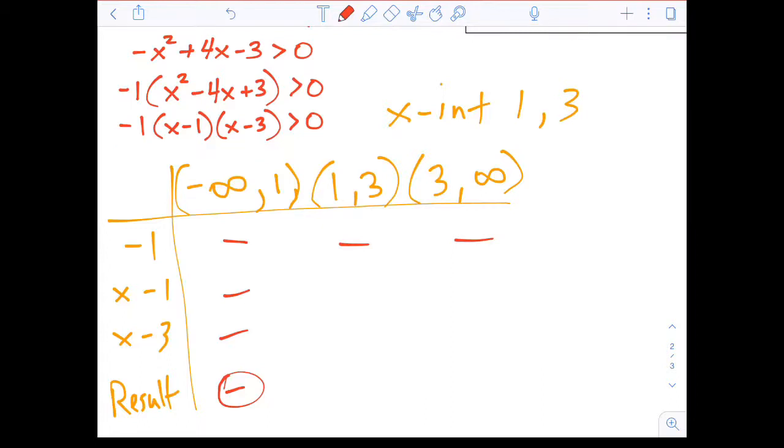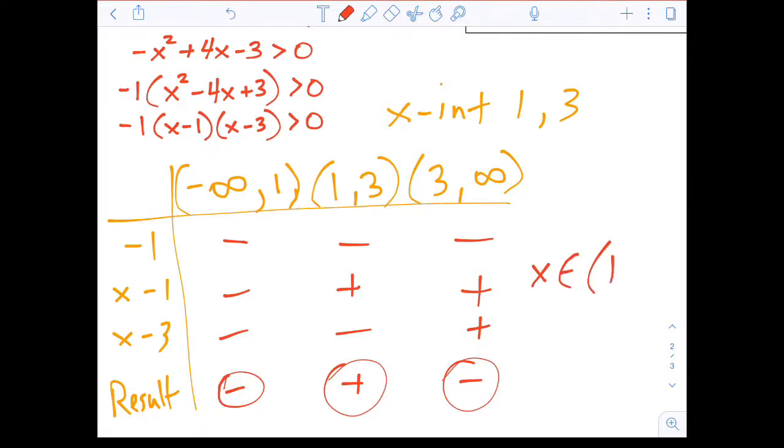Now I need numbers between 1 and 3. Pick a number like 2. If I put that into my chart, I'm going to find out we get a positive result. That's what we're looking for, so that's going to be part of my answer. And then I check the last one, 3 to infinity, so choose a big positive. So in this case, there's only one answer. x is an element of the set from 1 to 3. It's not greater than or equal to, so I'm not going to have square brackets around that 1 and 3, but that's the only one that's included because that's the only time when our graph is greater than 0 in the positive part of our graph.